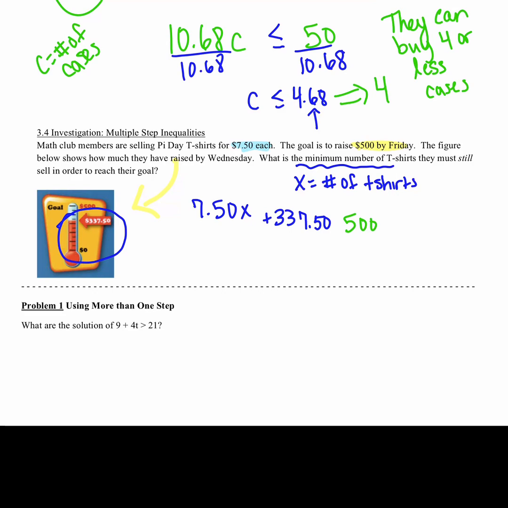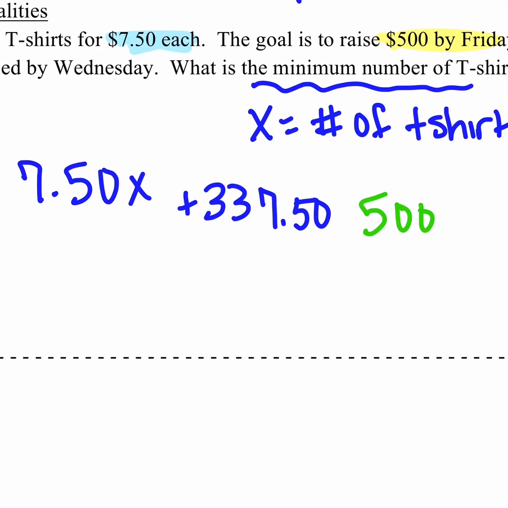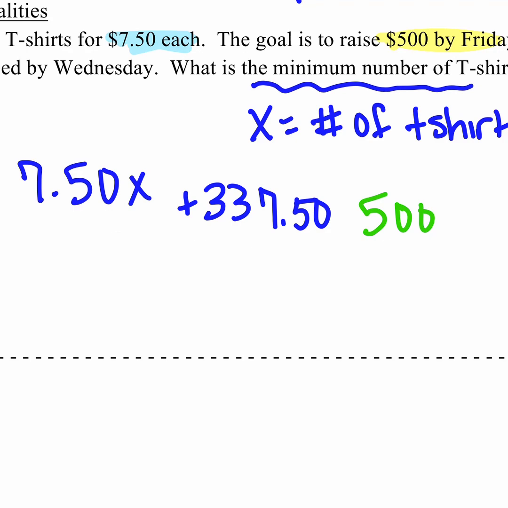Okay, the last thing is to think of an inequality sign, right? Your goal is to raise 500. So if you're fundraising, if you ever did fundraising, you know that you have a goal, and if you hit that goal, you don't just stop and call it a day, right? Your goal is to get above that amount. So that means that we want this money here, this is what we're making, to be at least $500. We're not going to stop if it's $500, so therefore we want it to be greater than or equal to.